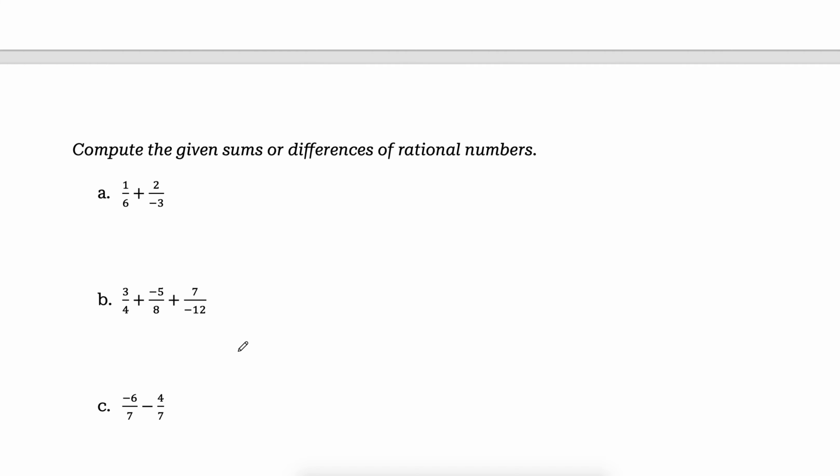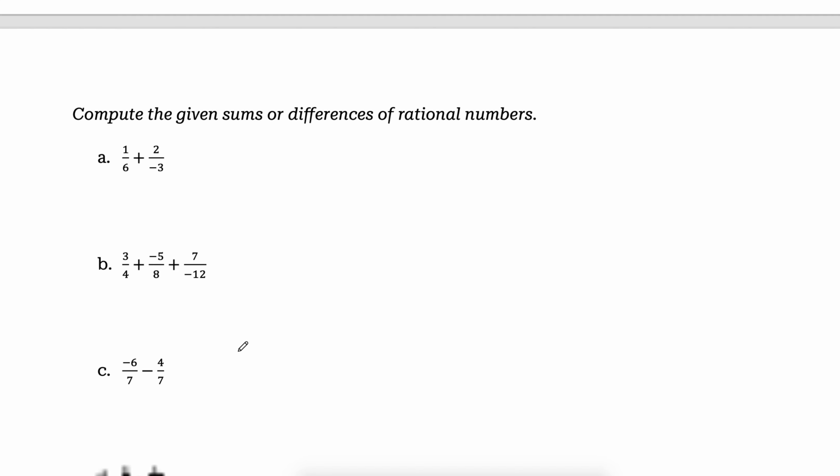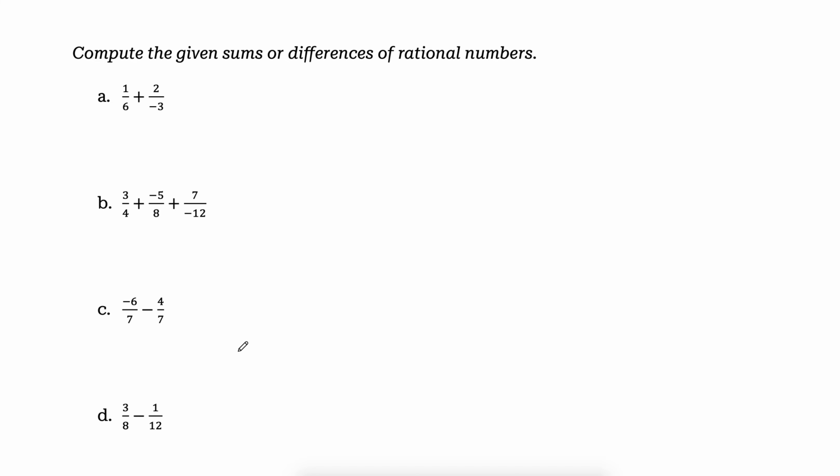So I'll go through these 3 or 4 examples actually real quick for you. I don't have the fourth one on my screen. Here we go. So the first one is 1/6 plus negative 2/3. So again, when you're adding a negative, it's the same thing as subtracting. So I will end up rewriting this as a subtraction problem. But the bigger issue here is that I don't have common denominators yet.